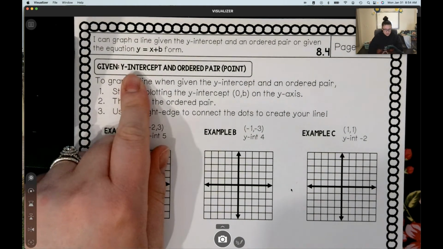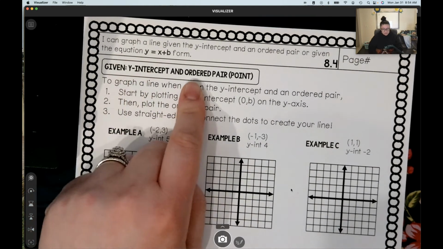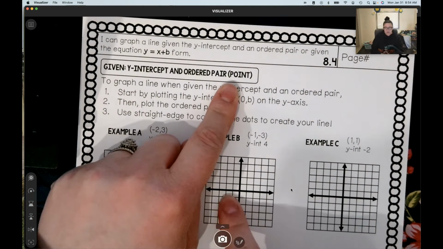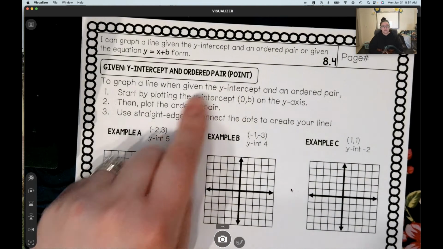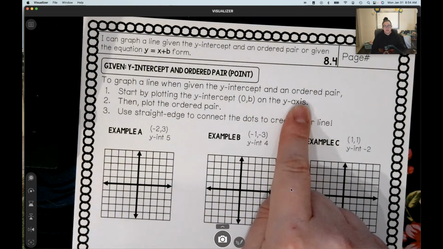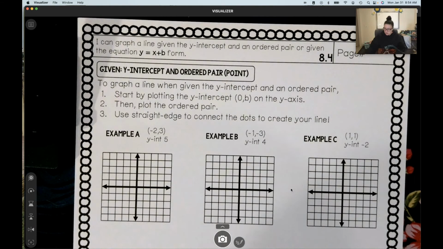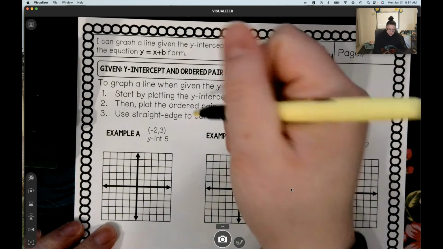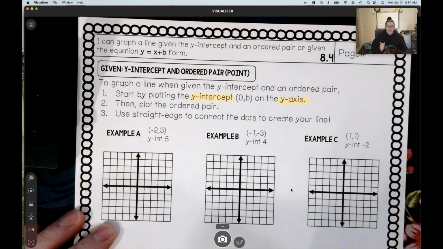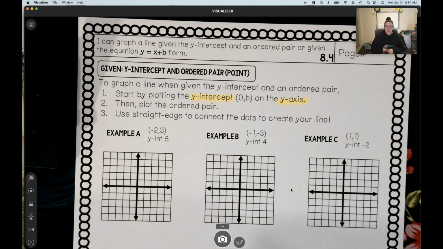So for this first bit of graphing, they're going to give us our y-intercept in an ordered pair, a point, a coordinate, a dot that we're going to need to put on the graph. So to graph a line when given the y-intercept in an ordered pair, the first thing we want to do is plot the point, our y-intercept, on the y-axis. We reviewed this last class.